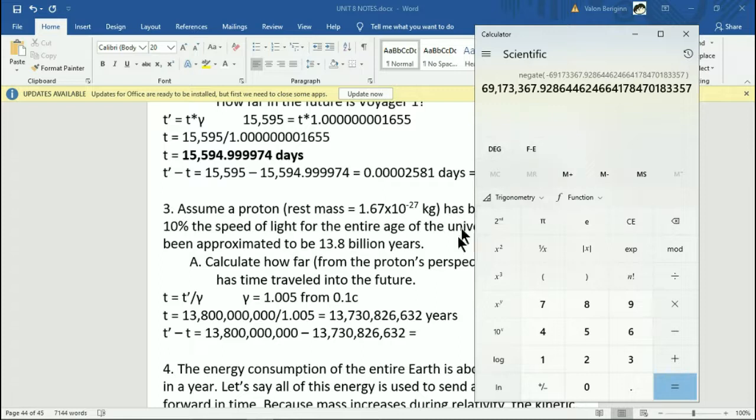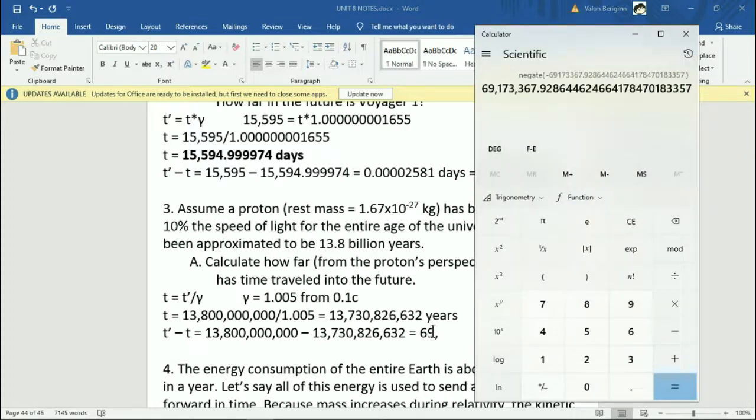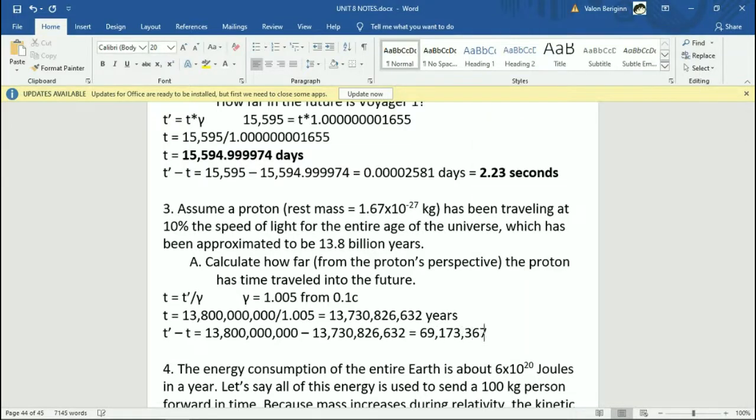Right, so we have t equals 69,367,368 rounds. Years. So that's our answer. So, again, a proton moving at 10% the speed of light has time traveled over 69 million years into the future, which, again, is more than when dinosaurs went extinct, about 66 million years ago. So, yeah, that's a pretty big change in time.